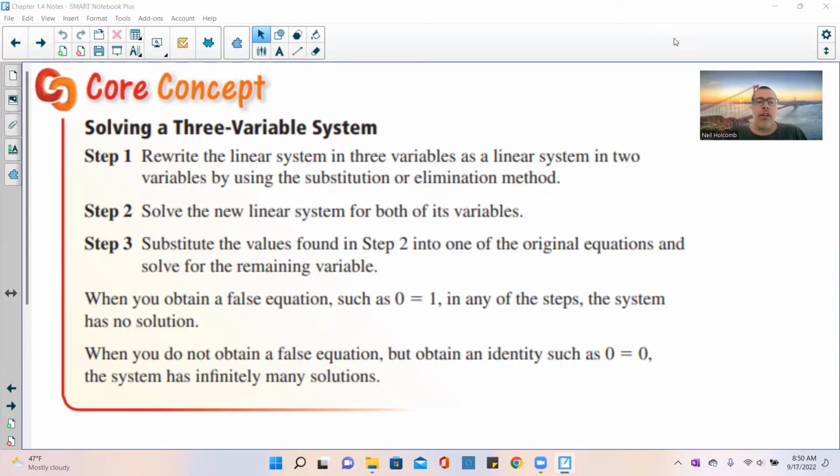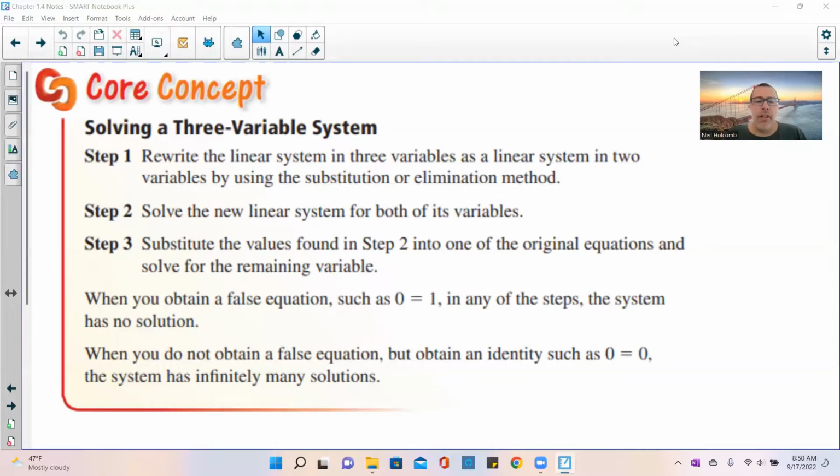When you obtain a false equation, such as a number 0 equal to a different number 1, we obviously know 0 does not equal 1. When that happens, that means the system has no solution. So if we get to a system and we finish and all the variables cancel and you get 5 equals 13, no solution.